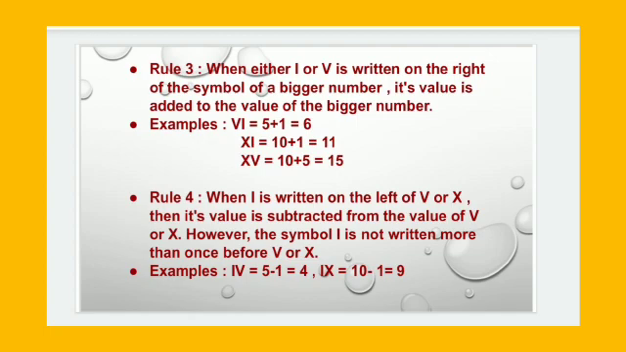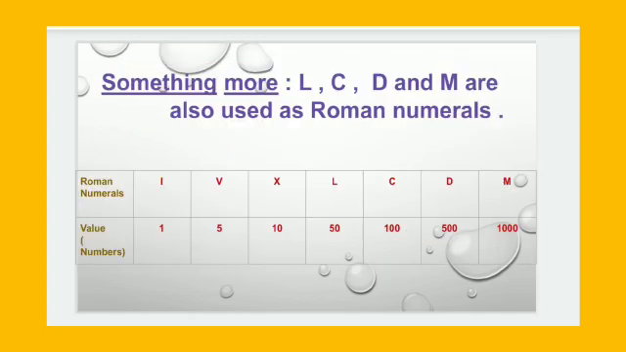Okay students. Apart from I, V and X, we can use more letters to show the Roman numerals, that are L, C, D and M. Now let's see the value of these numerals. Here I have given one tabular form, that means a table. See here, the first row shows the Roman numerals, and the second row shows the value, that means the number.